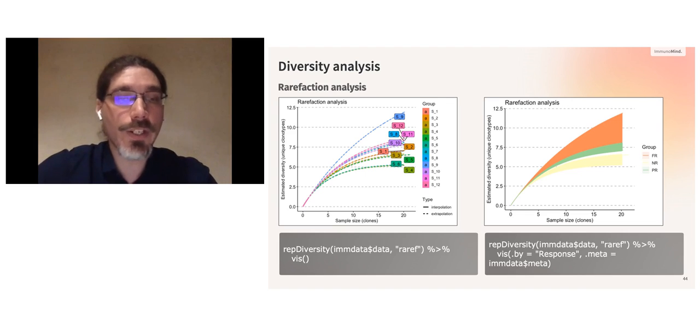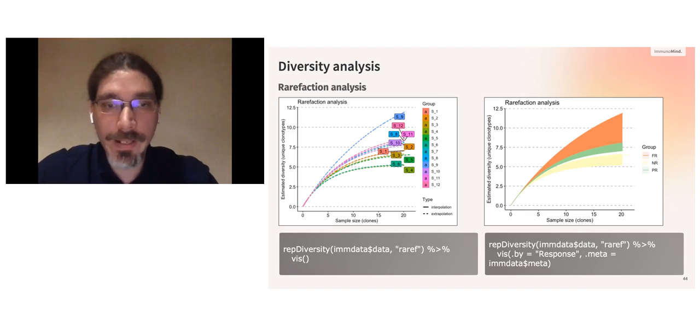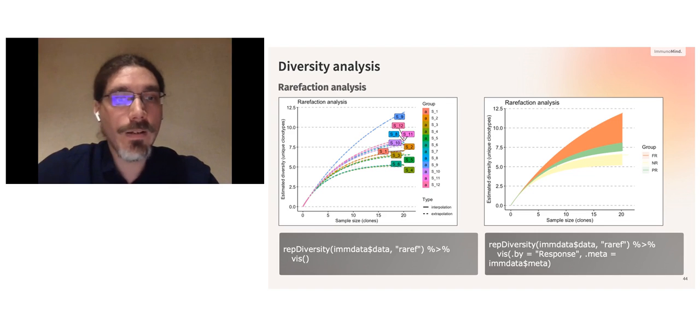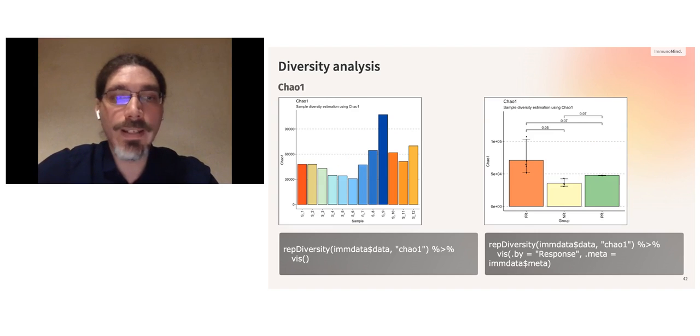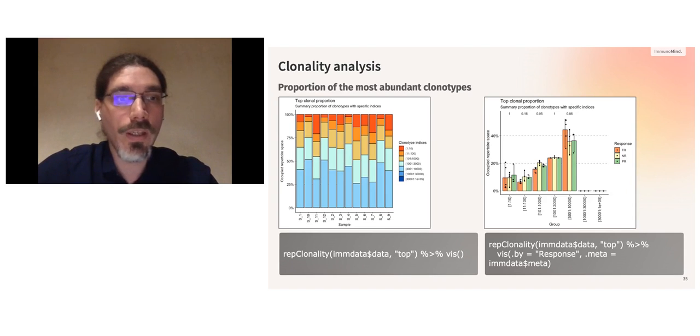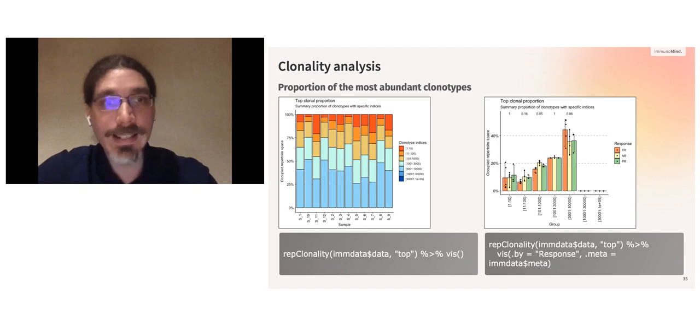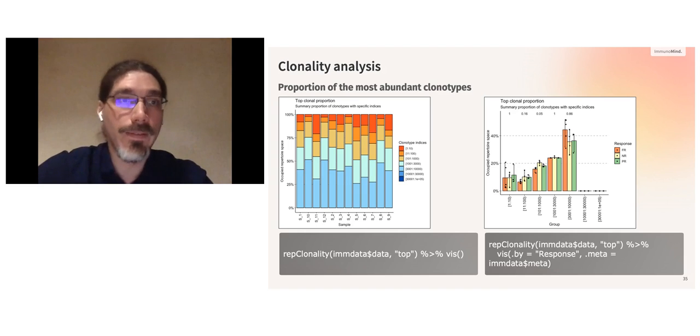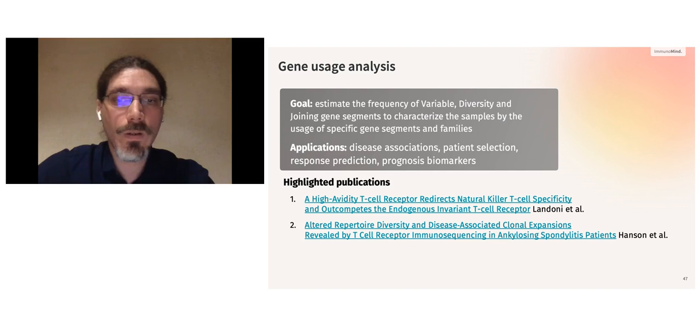And the second question is about slide 35. Do you know how many cells were sequenced in this example of immunotherapy? No, sadly, I don't have this information. Yeah. Any more questions?